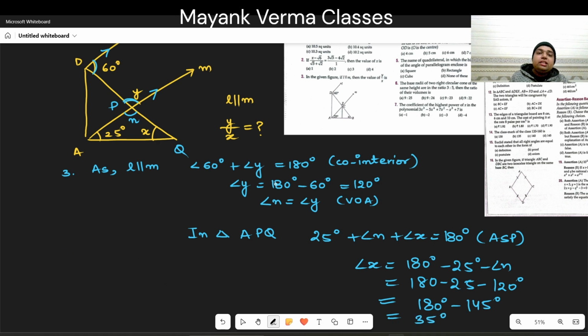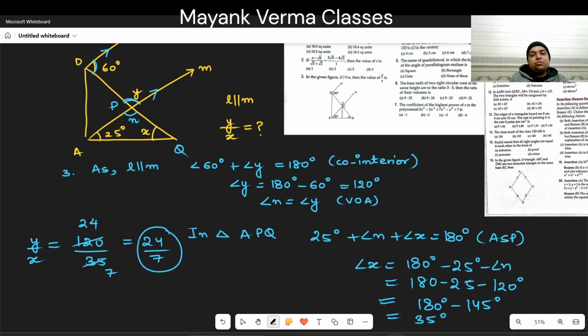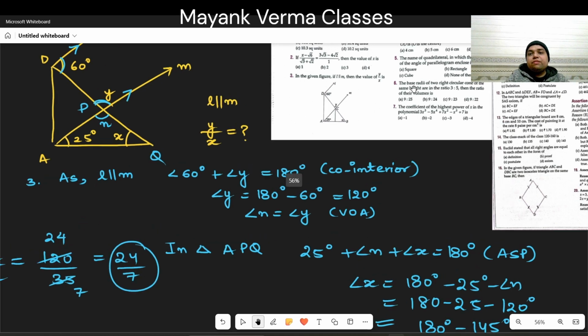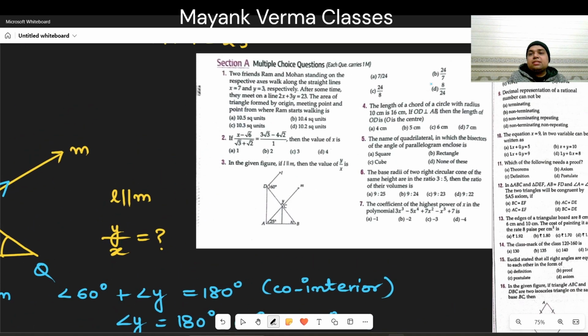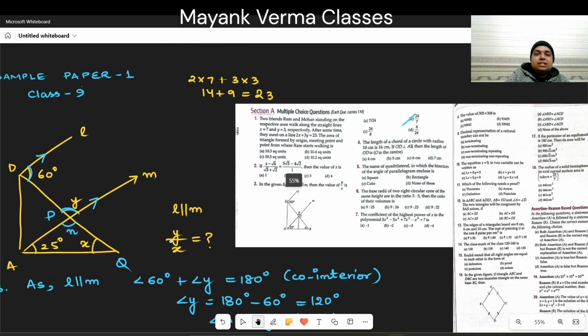So we need the value of y upon x. So y upon x will eventually become, y is 120 and x is 35 degrees. So we will cut this by the table of 5. So 5 1s are 5, 5 4s are 20, and 5 7s are 35. So it will be 24/7. This should be the final result. So if we see carefully here, 24/7. So option B will be the correct answer. Okay, so let's see the next question.